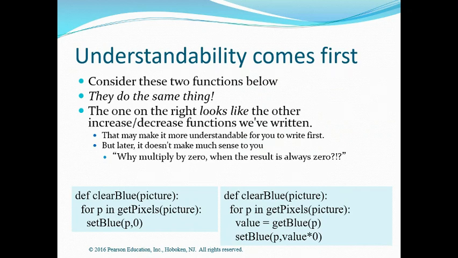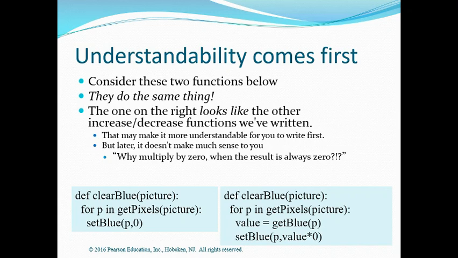Understandability comes first. Consider these two functions below. They do the exact same thing. The one on the right looks like the other increase decrease functions we've written. That may make it more understandable for you to write first, but later it doesn't make much sense to you. Why multiply by 0 when the result is always 0?